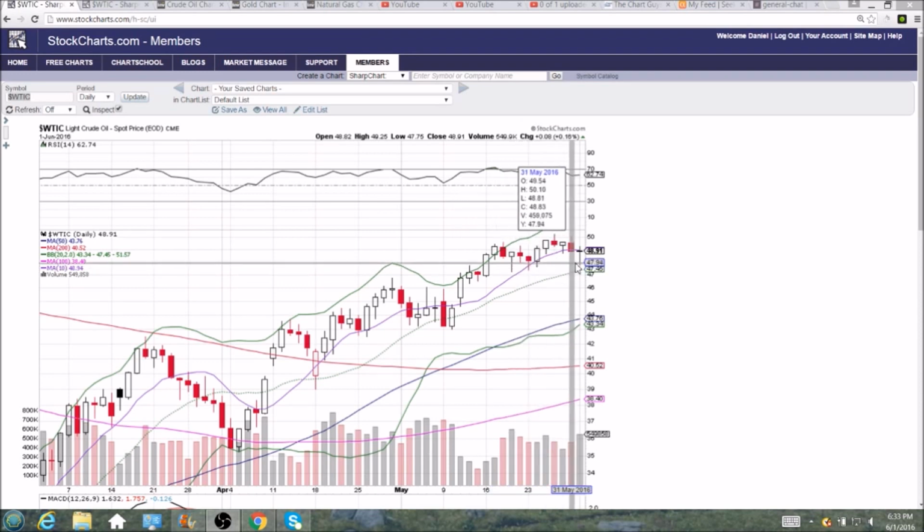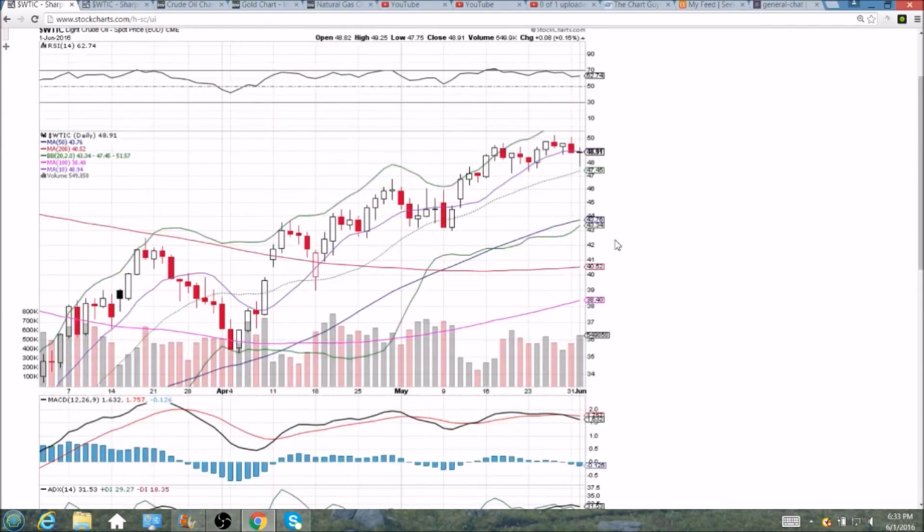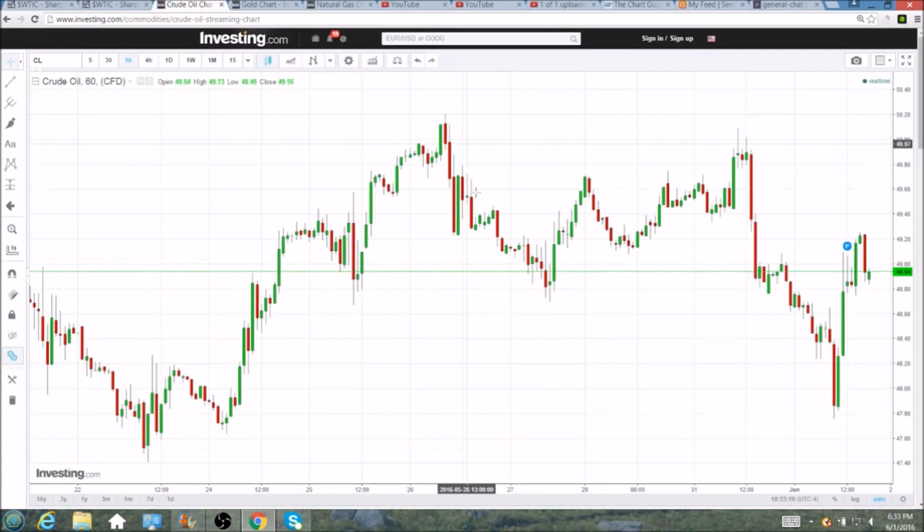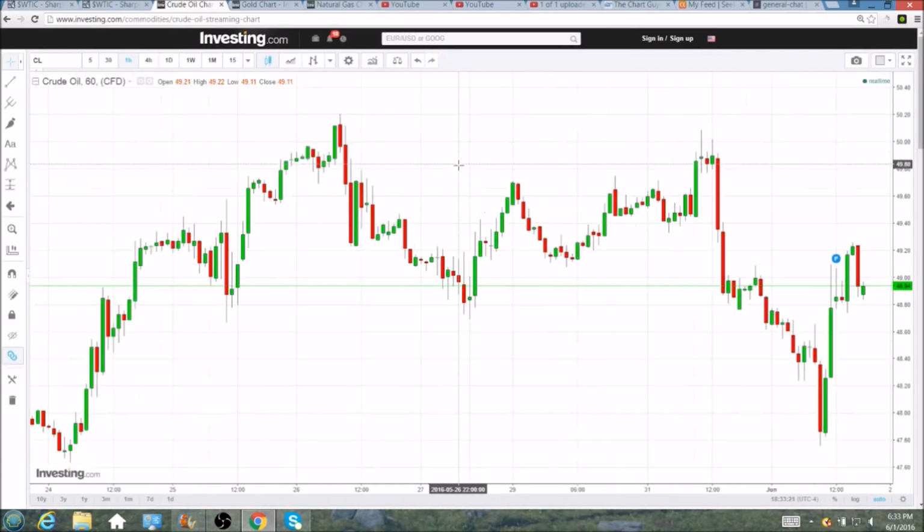We can see the higher lows are still forming, and it looks like we're in a normal healthy uptrend. We do see the bearish MACD cross, so we're making note of that. But it's when we zoom in a bit that we get a little bit of a different picture. This is the hourly chart on oil.